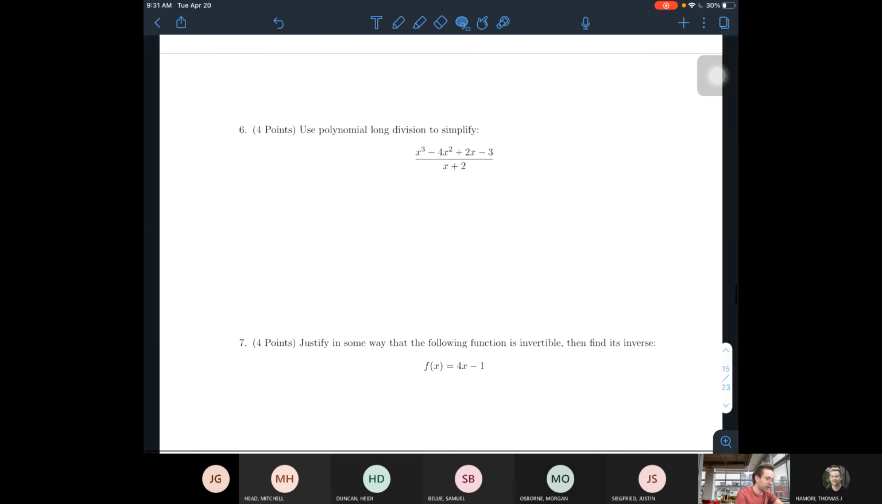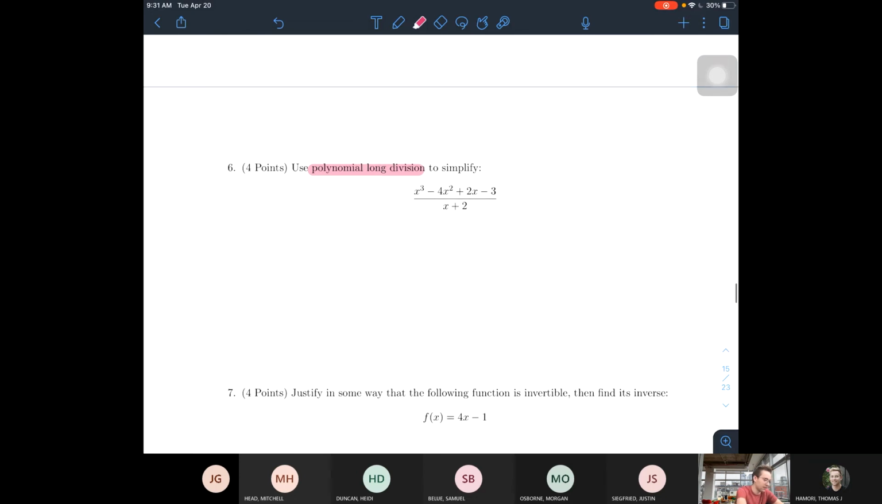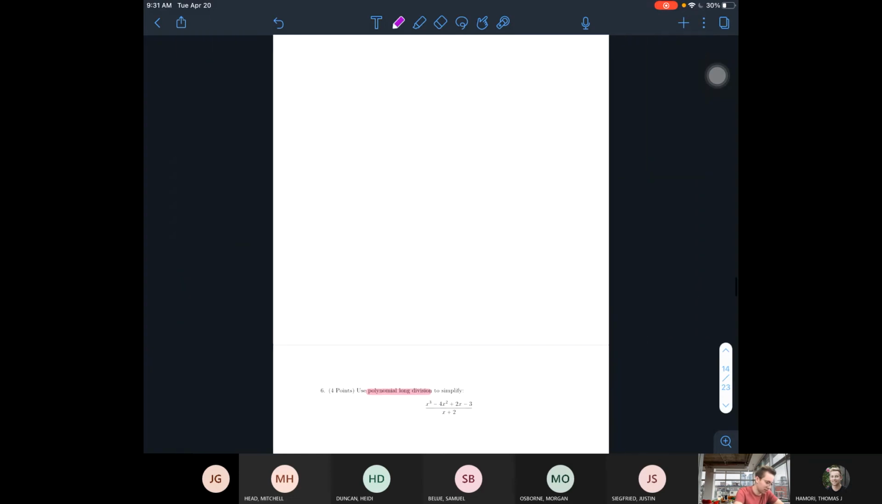Okay, everyone's favorite topic, polynomial long division. See if we can remember how to do that. I'm going to rewrite this somewhere else, so I have more space. x cubed minus 4x squared plus 2x minus 3. And we're supposed to divide out x plus 2.